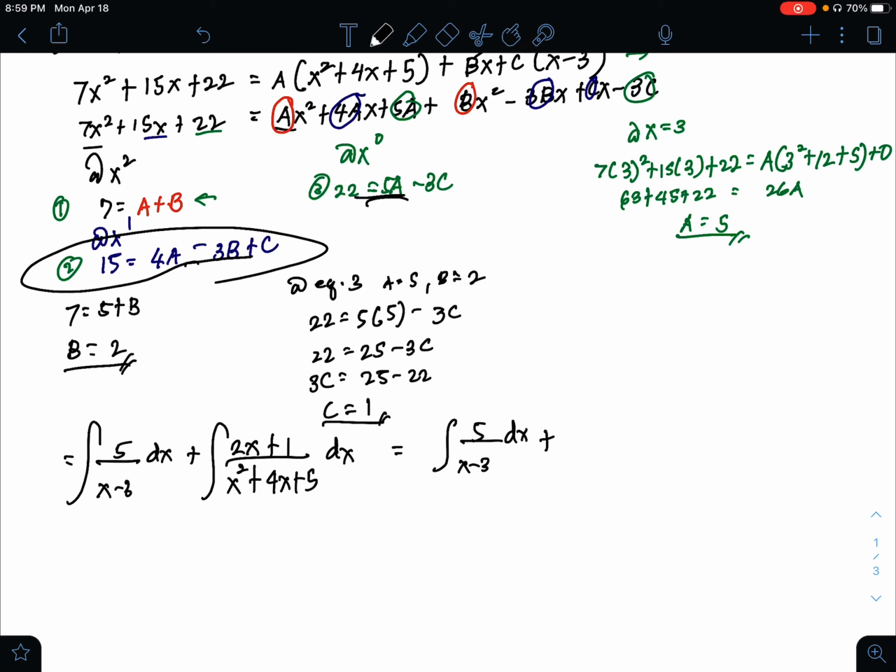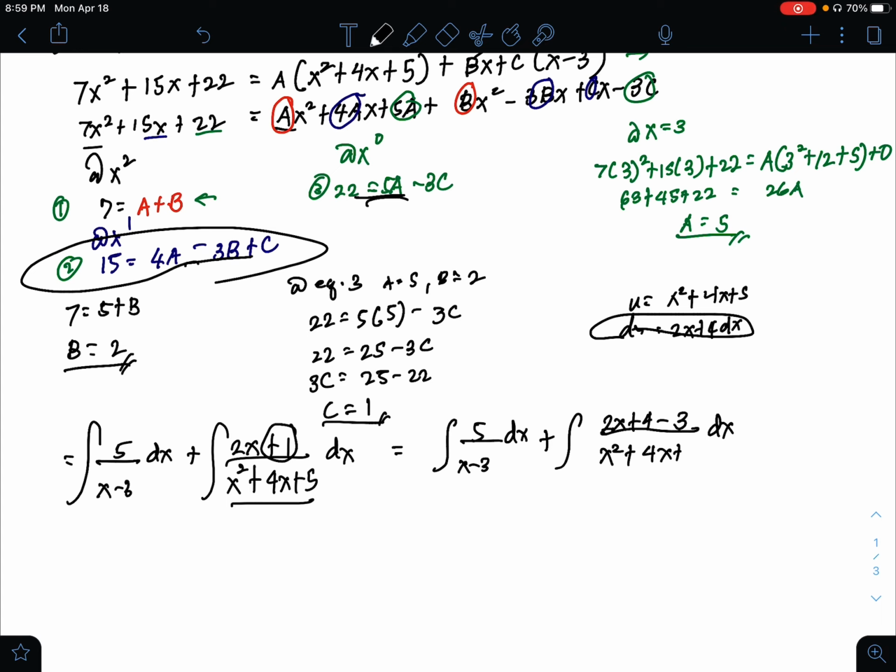If I'm going to integrate 2x plus 1 over x squared plus 4x plus 5, let u be x squared plus 4x plus 5, so du is 2x plus 4 dx. So that this is easier to integrate later, we make the numerator 2x plus 4. But since this is plus 1, we subtract 3, dx over x squared plus 4x plus 5. Again, this is our goal: to have 2x plus 4 for the du so it is easier to integrate.